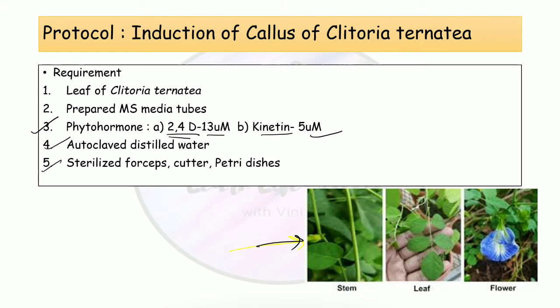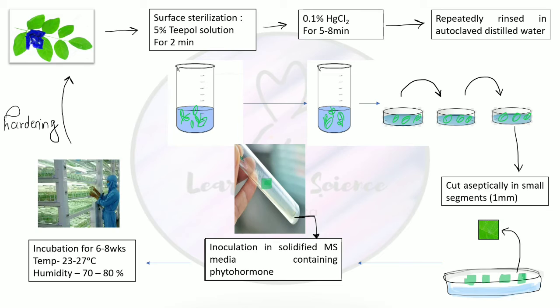Now we will be moving to the protocol. In this case, you can see first we have taken the young parts of the plant, the young leaves of the plant. These are generally young seedlings. And why do we generally take young seedlings? Because they already have a growth momentum, due to the presence of certain meristematic cells. So you are going to use this.